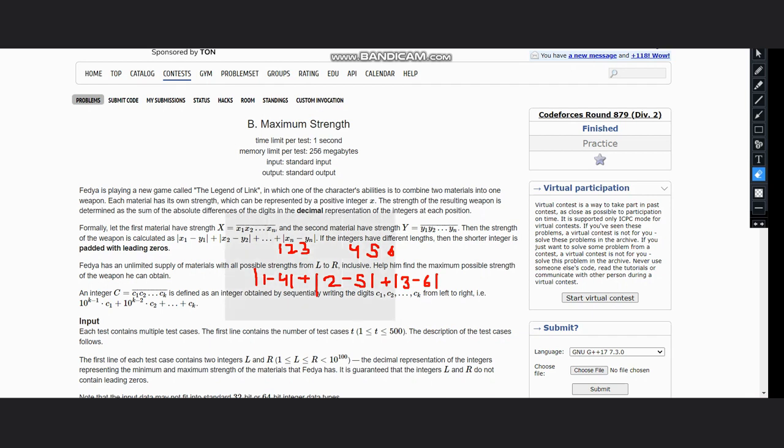Next, what it is telling us is that Fedia has an unlimited supply of material with all possible strengths from L to R inclusive. We need to find the maximum possible strength of the weapon which can be obtained. And an integer C1 to Ck is defined as the integer obtained by sequentially writing the digits as I have shown before while writing x and y, that is 10 to the power k minus 1 into C1 plus 10 to the power k minus 2 into C2 till Ck.